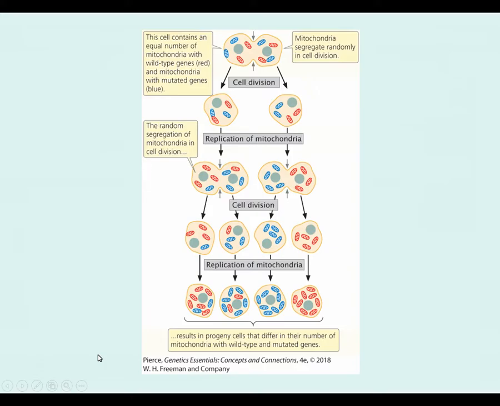Mitochondria are not segregated perfectly in cell division. They're randomly segregated, so in order for a cell to end up with a high proportion of defective mitochondria, you would have to have a series of cell divisions that ultimately, just by chance, yields a cell that has either all or predominantly all mitochondria that are defective. That's the only time you would really probably see the phenotype.